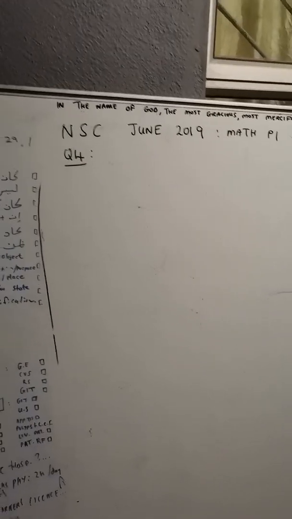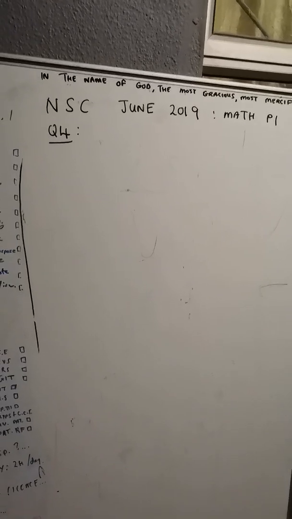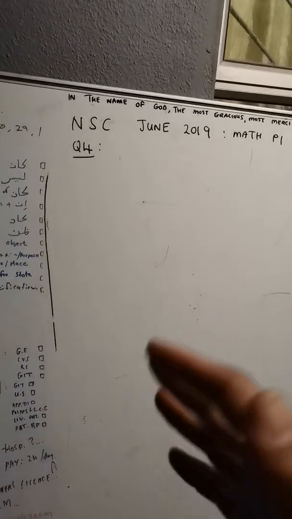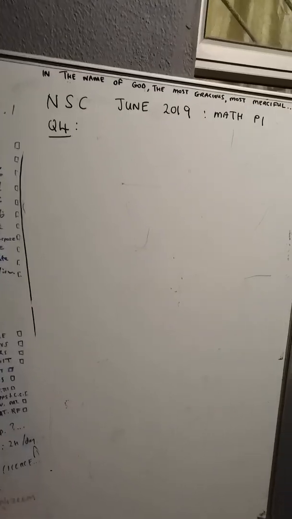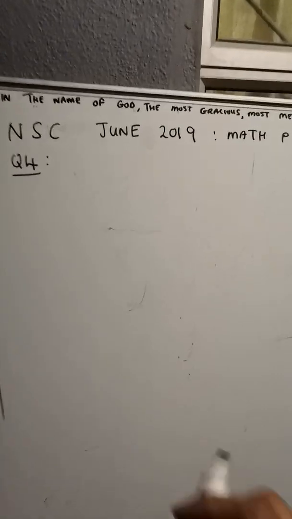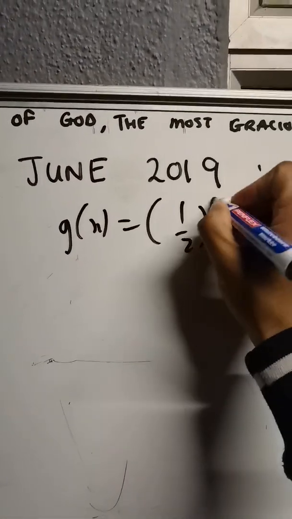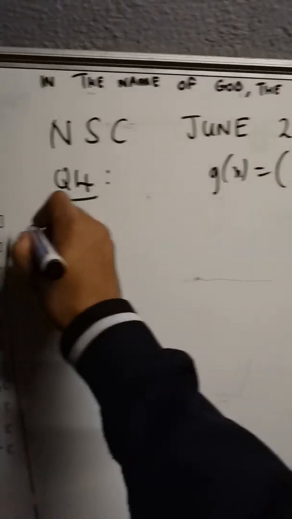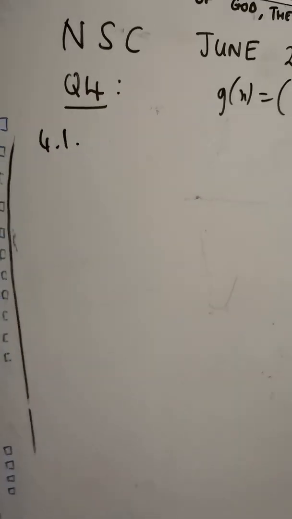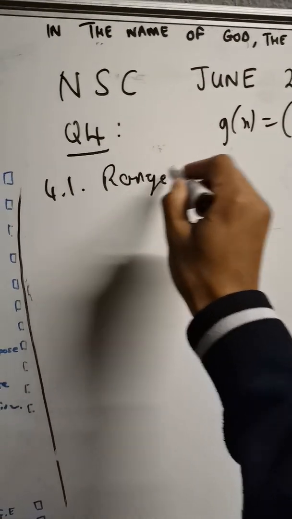In this video, we're going to speak about the NSC June 2019 Math Paper 1, Question 4. I would advise you to download the paper and follow with me, please. Given the exponential function g of x equal to a half to the power of x. So 4.1, they ask us, write down the range of g. So what's the range of g?